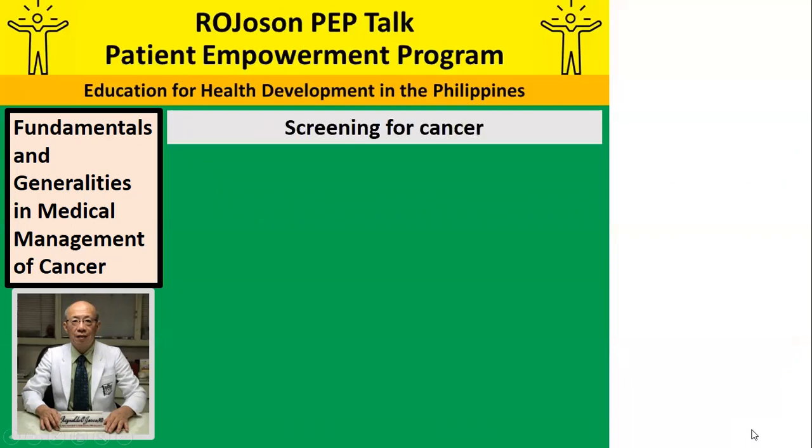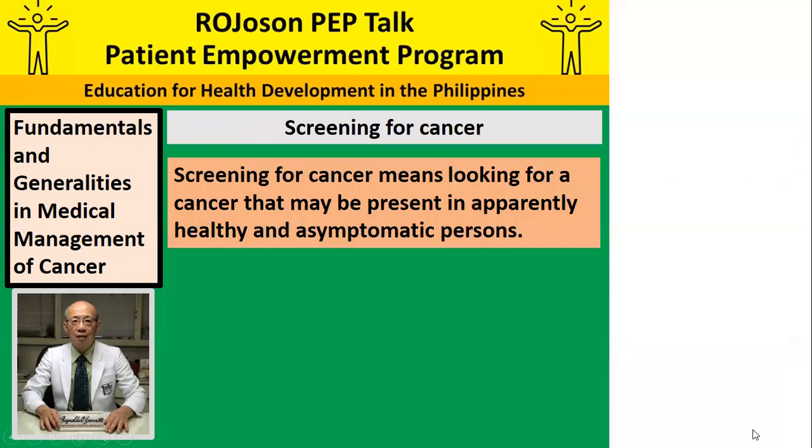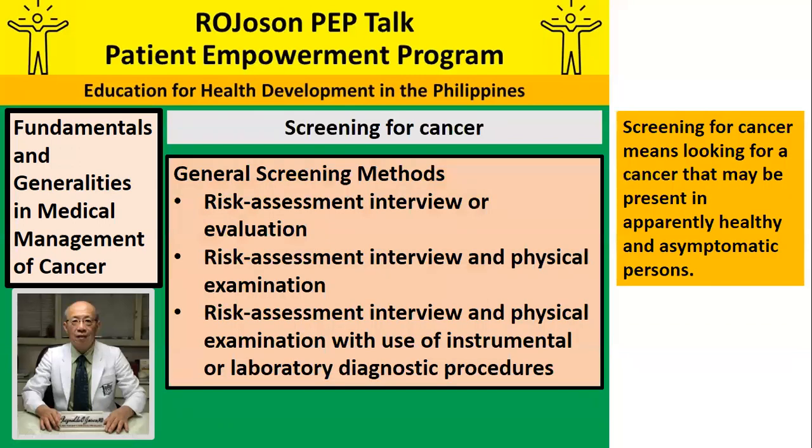Let's start with screening for cancer. Screening for cancer means looking for a cancer that may be present in apparently healthy and asymptomatic persons. The general screening methods consist of the following: risk assessment interview or evaluation; risk assessment interview and physical examination; risk assessment interview and physical examination with the use of instrumental or laboratory diagnostic procedures.